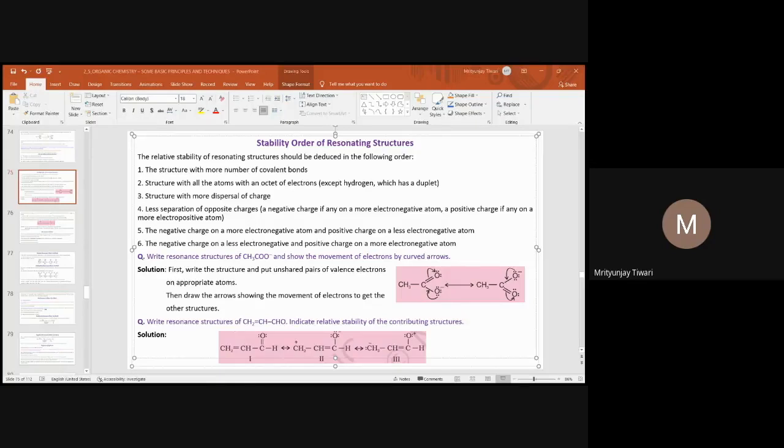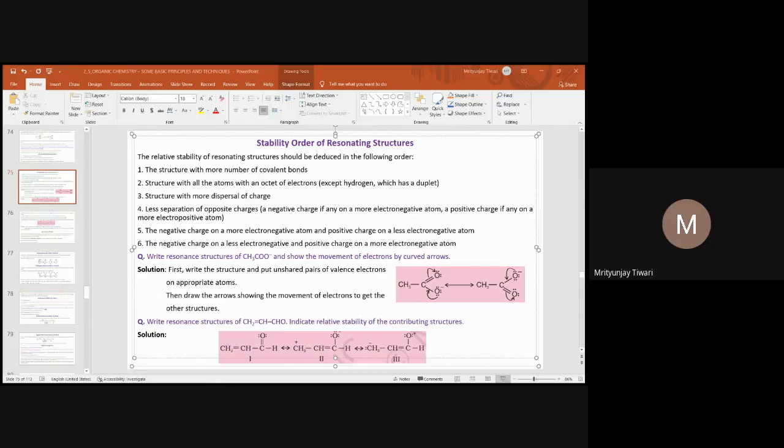Another point is, if you look at this first structure, you can see this carbon atom, its octet is not complete, it has only 6 electrons. It has a sextet of electrons, and so it is less contributing because it has only 6 electrons in its valence shell.